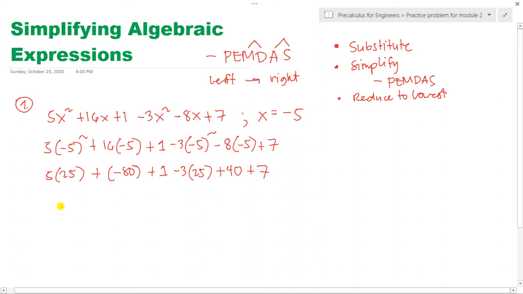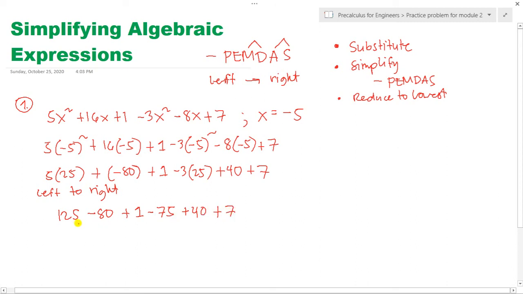Again class, para hindi tayo malilito kung ano yung una gagawin natin, subtraction ba or addition, we must work from left to right. So 5 times 25 is equal to 125. Then minus 80 plus 1 minus 75 kasi 3 times 25 is 75, then plus 40 plus 7.